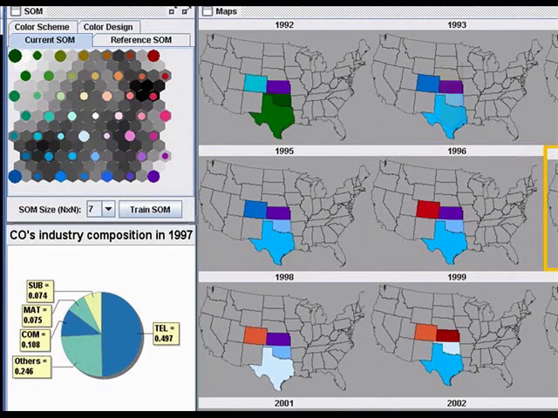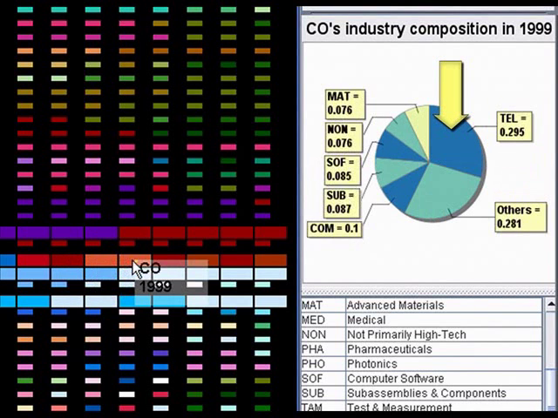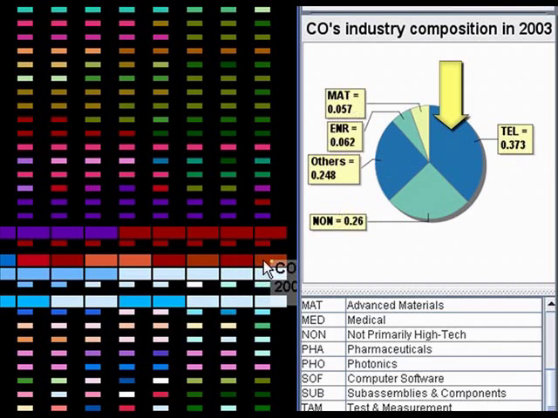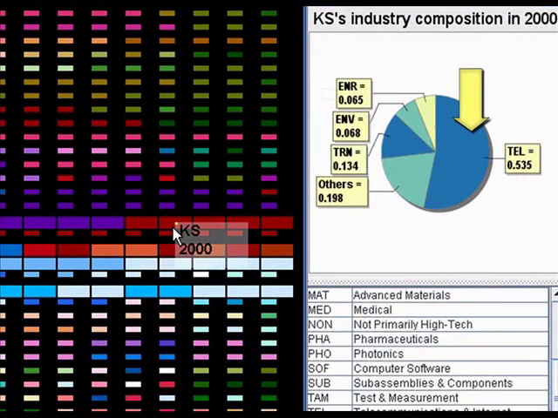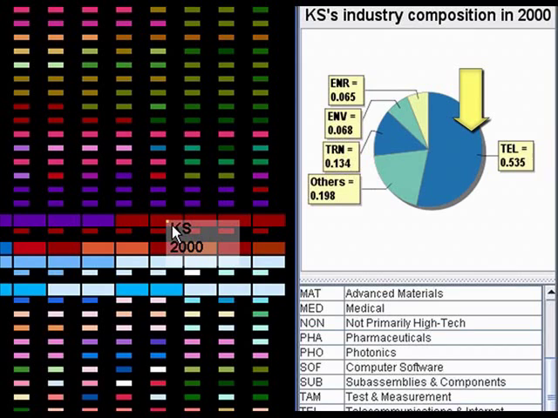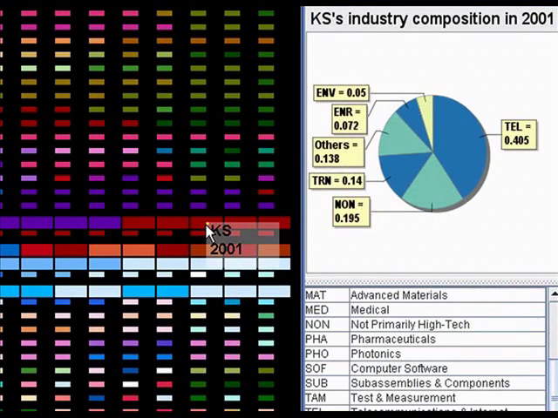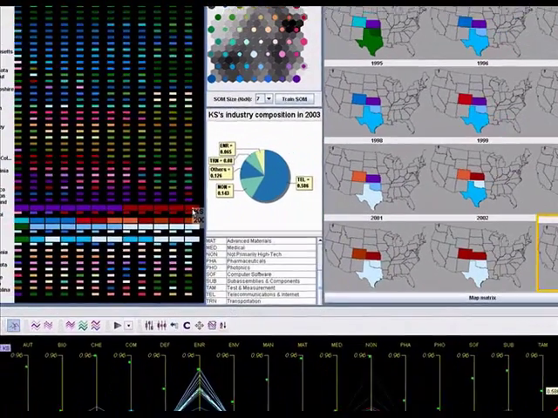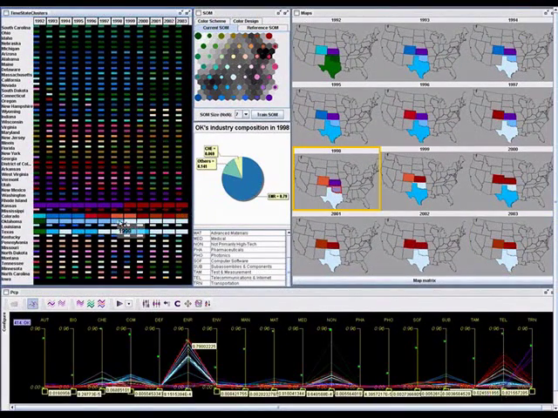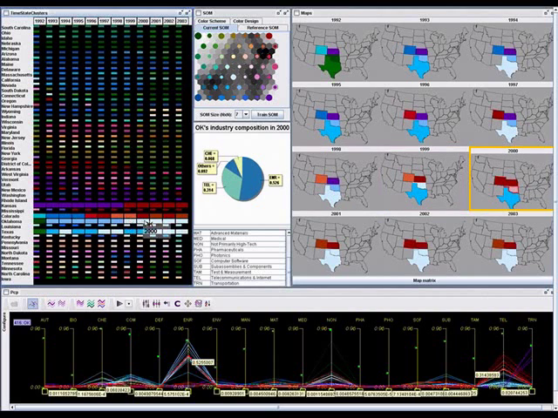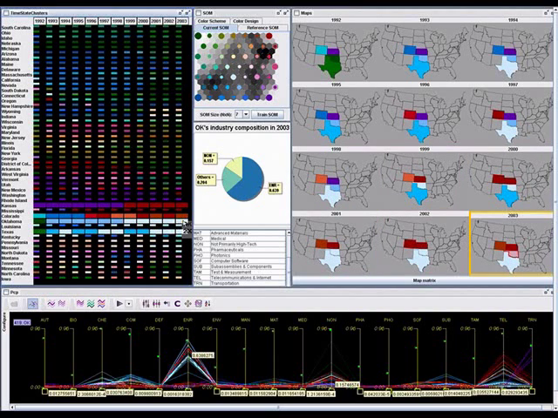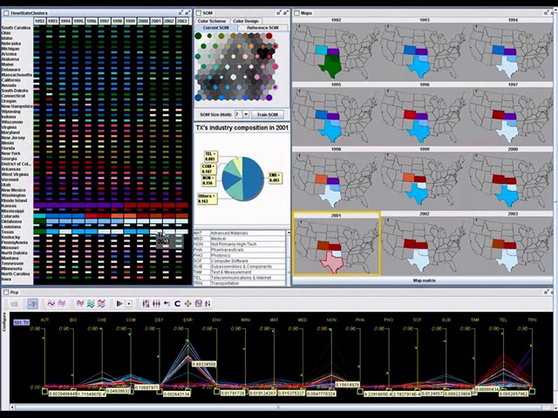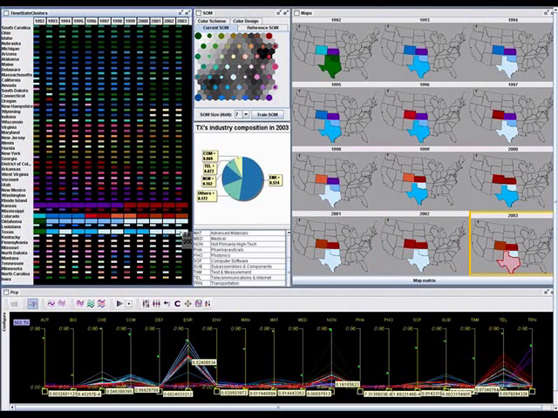From 1996, Colorado started to focus on telecommunications, which accounted for 30 to 40% of its total that year as shown in the pie chart. In 1999, Kansas also switched to the telecom industry, which accounted for 53% of the state's annual industry total. It also replaced transportation as the dominant industry in Kansas since then. During the same period, both Oklahoma and Texas shifted much of their attention to the energy industry, which has respectively accounted for over 50% of the state's industry total for most of the time from 1997 to 2003.